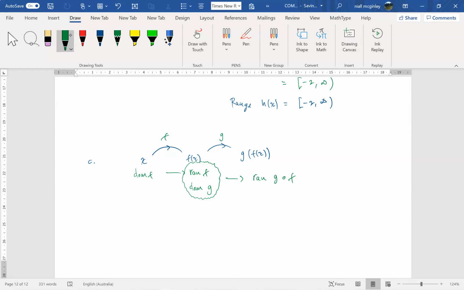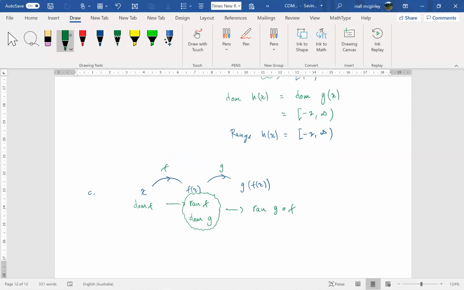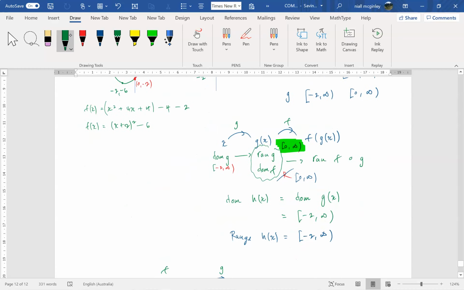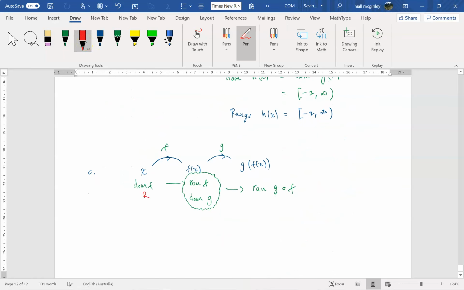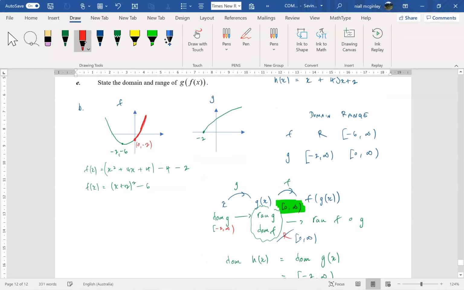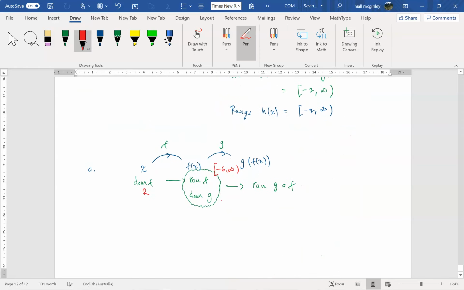In this case, it's not going to exist, which means that in the second part of the function we're going to have values that are going to stop it working. So if we look at the domain of f, that's R, and the range is -6 to infinity. The domain of g is -2 to infinity. So the second part of the composite function only works for values between -2 and infinity. The problem is we're getting values out like -6, -5, and all these other values that are going to stop it working.